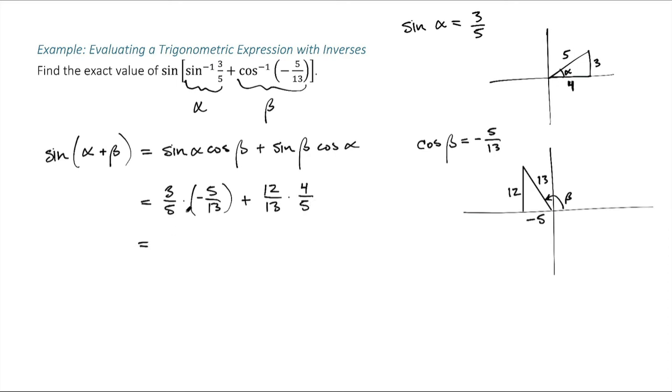And then we can just simplify. Multiplying through here, we get negative 15/65. And then plus, multiplying through there, we get 48/65. Those have the same denominator, so we can go ahead and combine, and we get 33/65. That is a reduced fraction, and so that is our final answer.